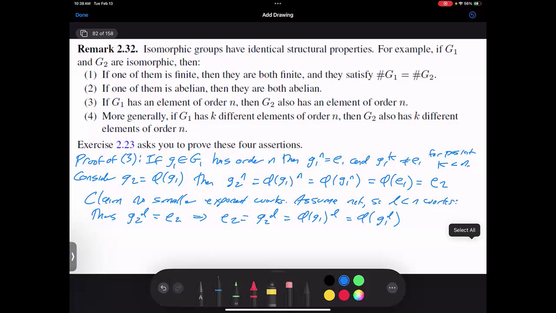And then we use our property that if we take something to the Lth power and apply phi, that's the same as applying phi and then taking that to the Lth power, so we can bring the L inside. So now we know G1 to the L is sent to the identity. Why is that a problem?